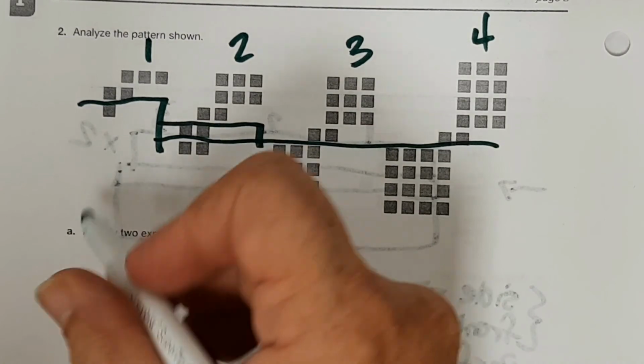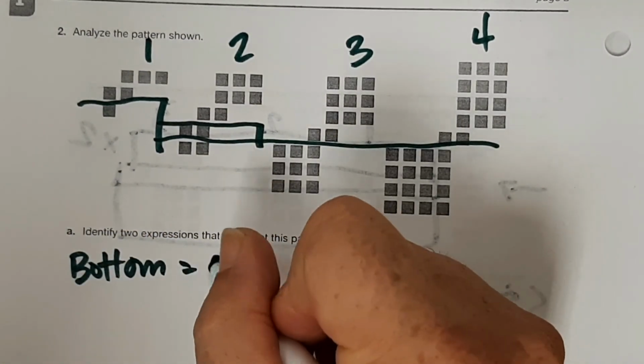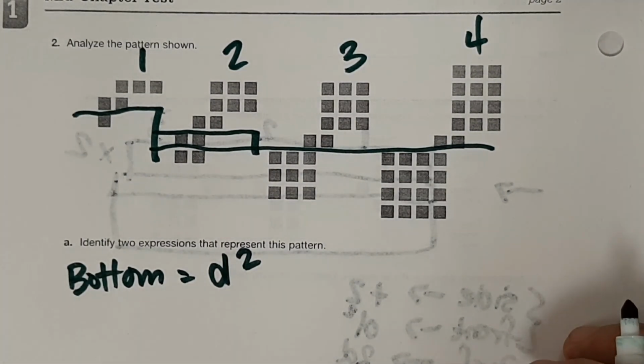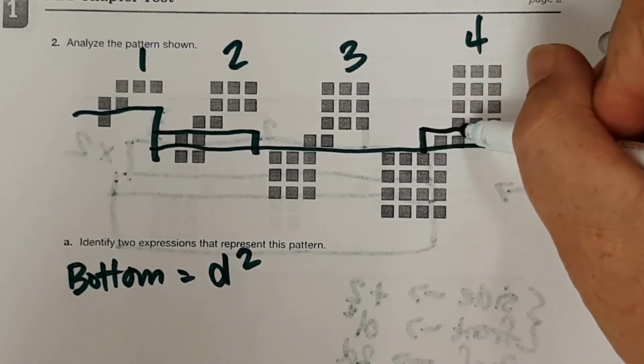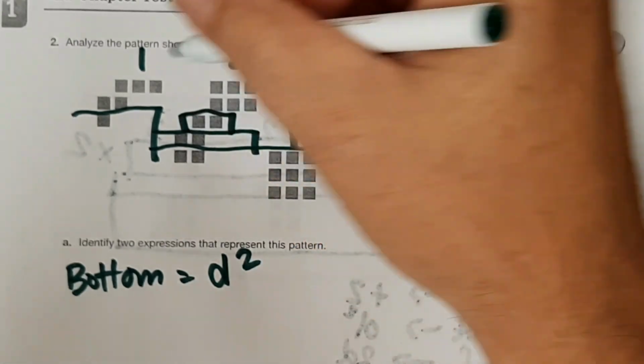So first of all, I know the bottom section is going to be my design number squared. Okay? And then what I'm also noticing is this middle part here, right here, the middle, are just 2 blocks.